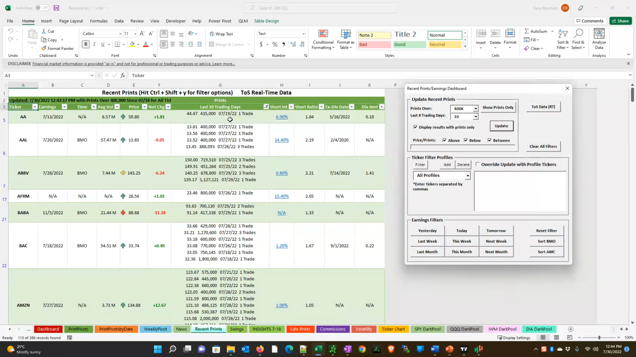But the last print that met our criteria in the last 2 weeks was this 435,000 print on July 19th at 44.47. So we're already $6 ahead of that. And if you're interested, then we can go and find out more about that.